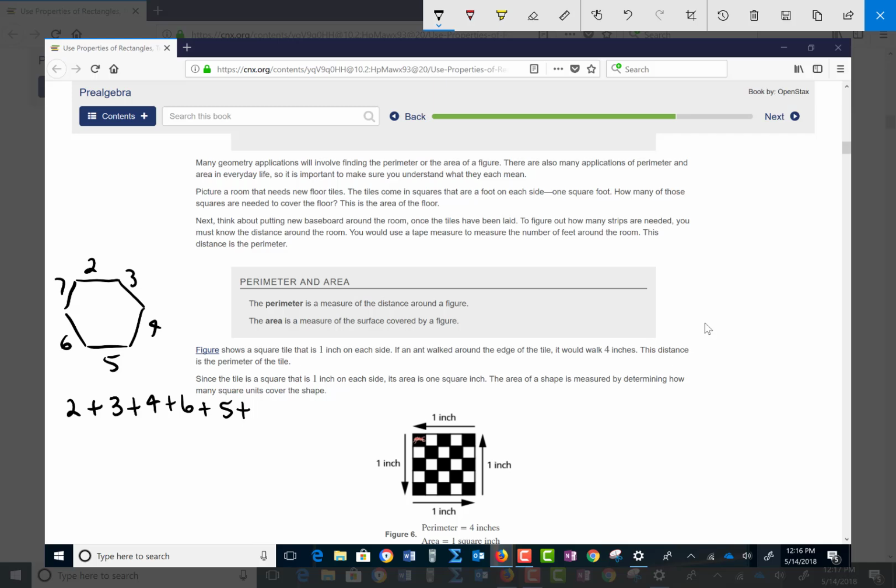See, I left out the 5. 1, 2, 3, 4, 5, 6. So I have my 6 sides. I just add those numbers up. So 2 plus 3 is 5. 5 plus 4 is 9.